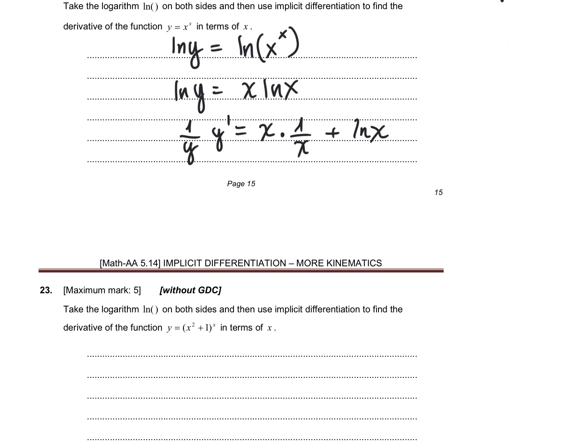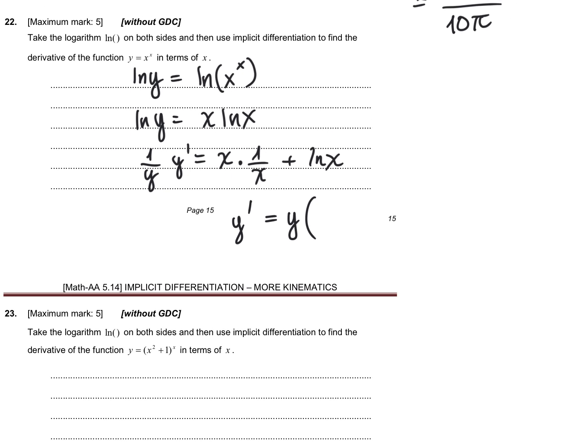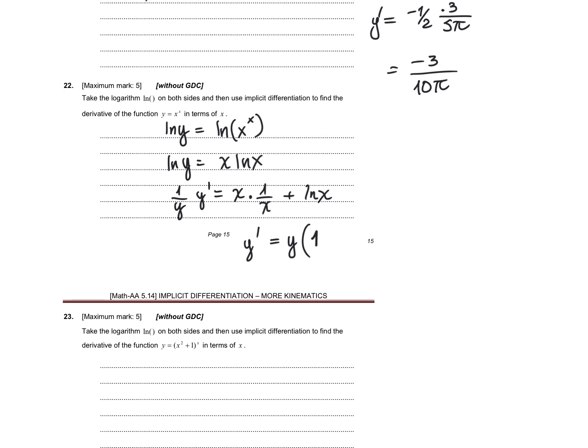And we just have, so y prime, multiplying by y, x times 1 over x is 1 plus natural log x, and y is x to the x. So we're going to have y prime equals x to the x times 1 plus natural log x. So that's the derivative of that function in terms of x.